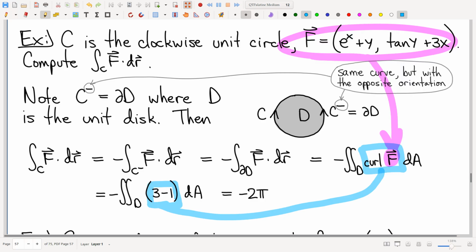Now we have an integral of a constant 2 over a unit disk. Right? Super simple domain. We don't even have to set this up as an iterated integral. This is a constant. We're just going to have the area times the 2 that is factored out. We're done.